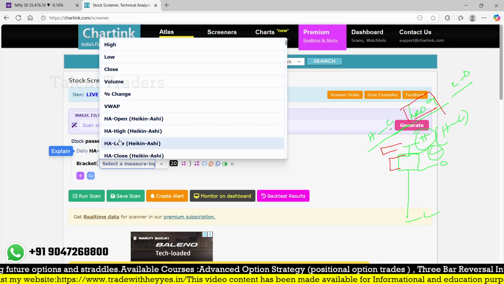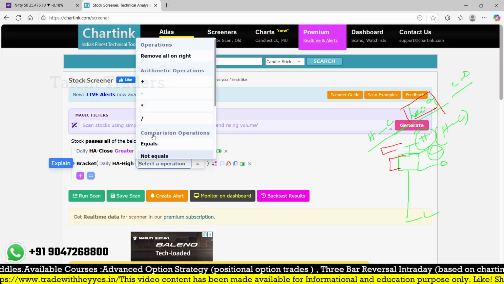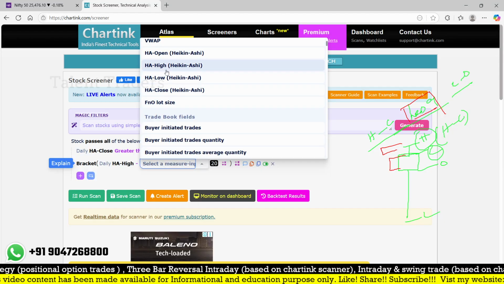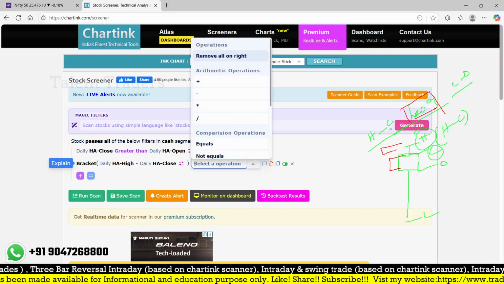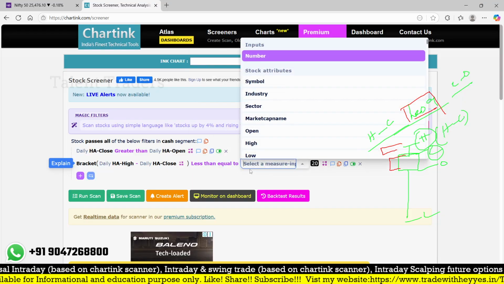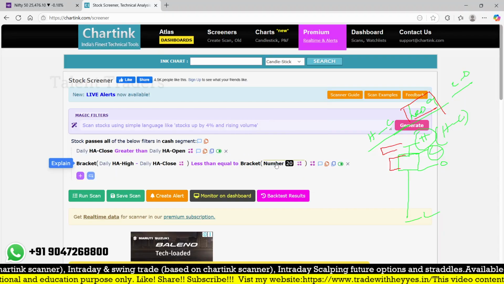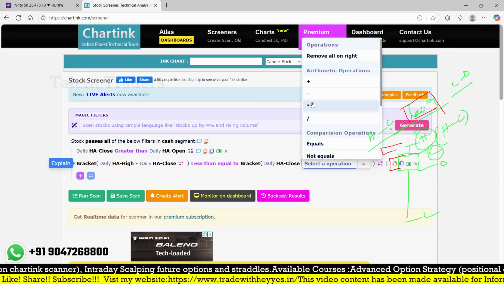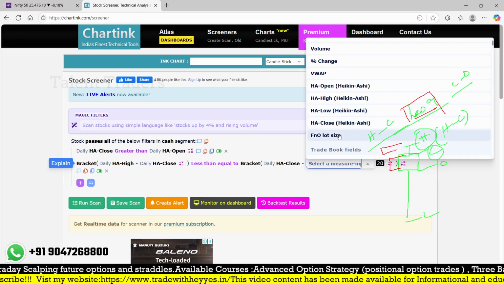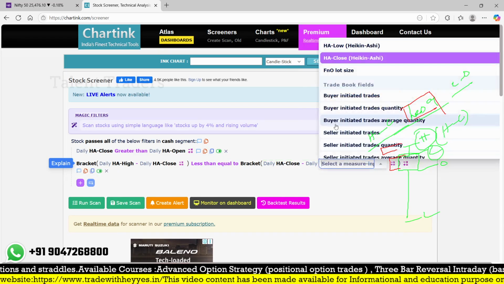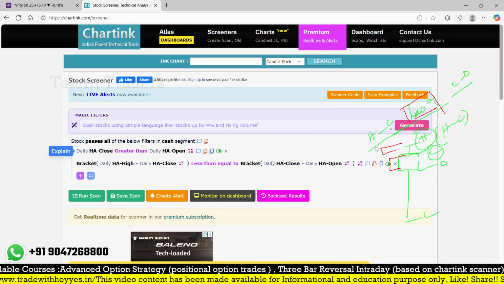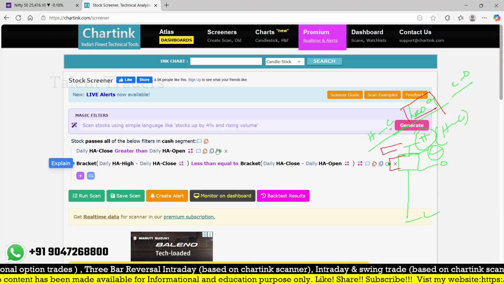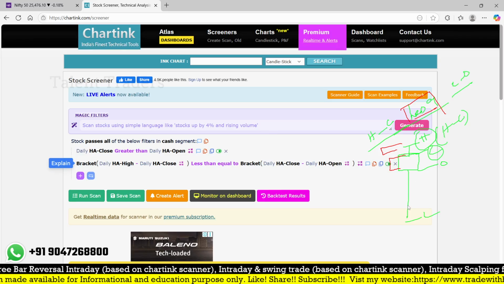So here Heikin Ashi high minus Heikin Ashi low. Sorry, it should be close. High minus close must be less than or equal to, here again, a bracket value which you are using, and close minus open. Close minus Heikin Ashi open. So we have fetched the body of the candle, close minus open of this particular body, and we have to compare the wicks.